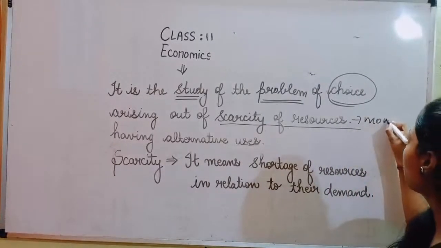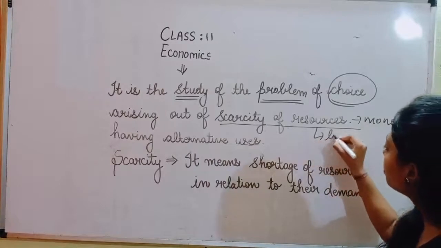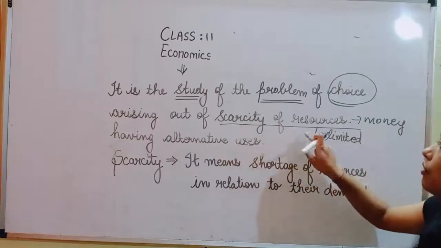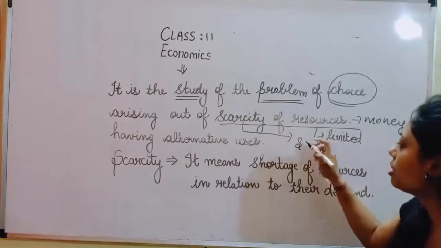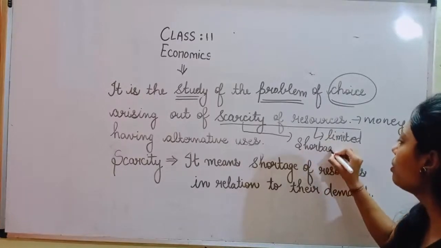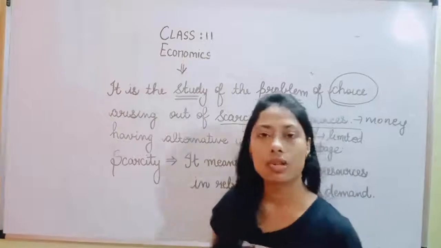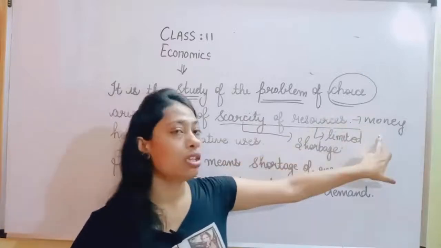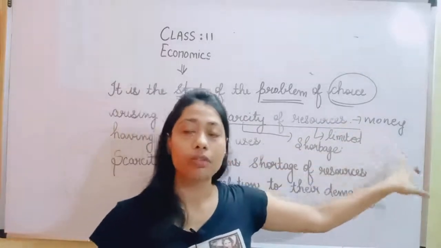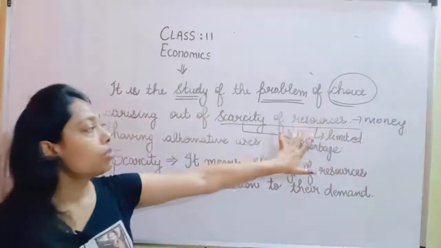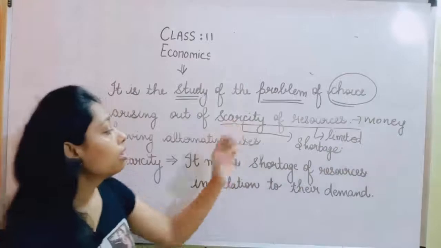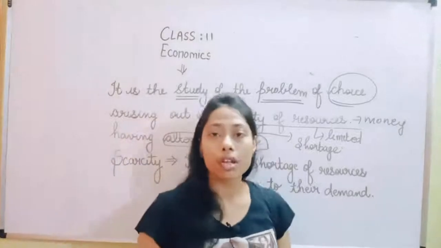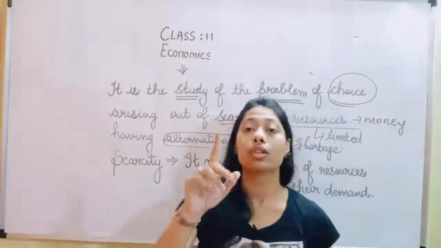Resources can be your money, and let me tell you, these resources are always limited. So there is a scarcity of resources. Scarcity means shortage. Whenever you are having a shortage of anything, that is known as scarcity. So here you are having the shortage of your resources. Resources can be money or anything except money. I am giving the example of money here. Now the resources are limited and those also are having alternative uses. That means more than one use.